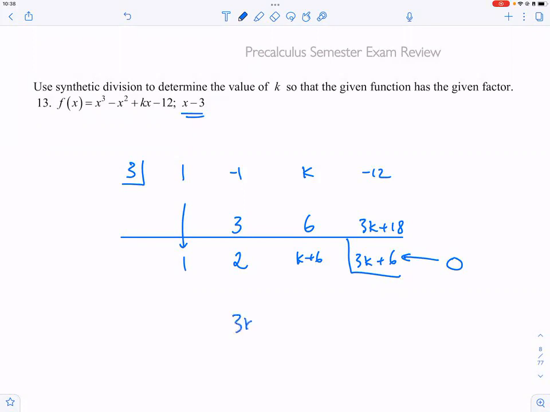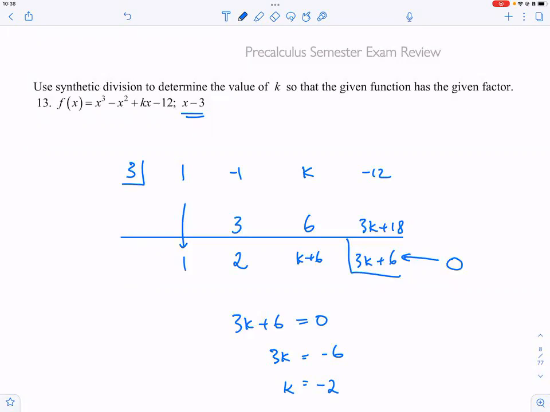Okay, so 3k plus 6 must equal 0 because it's a factor. The remainder must be 0. Then you solve for k. So subtracting 6 on both sides, k must equal -2. Okay, k must equal -2. So this is the way to do it with synthetic division.